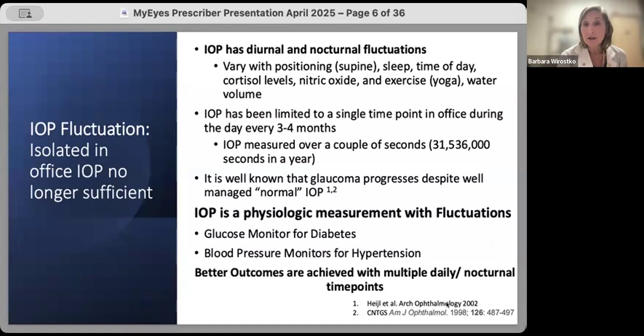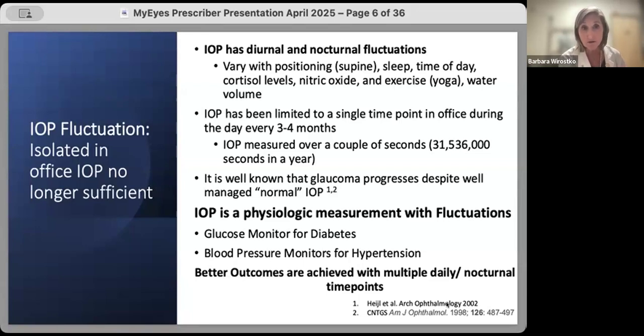So a little bit about diurnal and nocturnal fluctuation. We know blood pressure fluctuates. We know that glucose fluctuates, and IOP fluctuates with position, with sleeping, time of day, cortisol levels, nitric oxide levels, exercise, water volume, water drinking test, right? You can make IOP fluctuate. We also know that if you're looking at an IOP at a single time point every 3 to 4 months, that's a matter of seconds, but there's 31 million seconds in a year. So you're really just getting a snapshot.